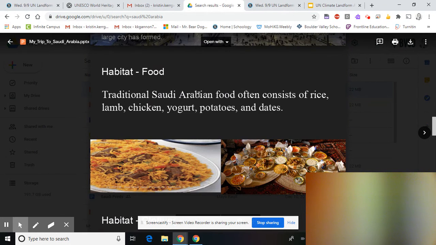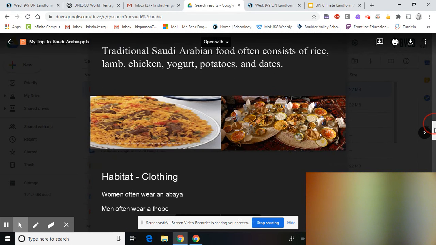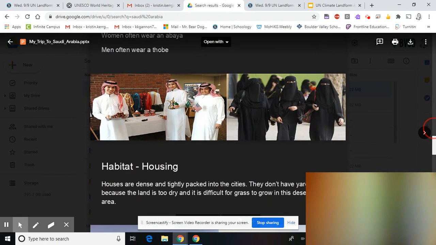He looked at how this hot desert climate affects that culture. They have rice, lamb, chicken, yogurt, potatoes, dates. Some of this doesn't need to be refrigerated once you cook it. So he noticed that that's warm climate food, like yogurt can actually kind of sit out of the refrigerator. The clothing is to protect from dust and also to respect the Muslim traditions.